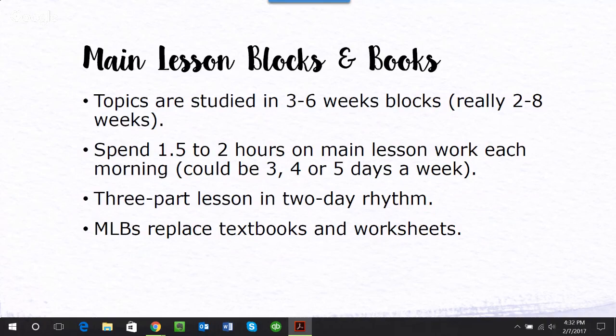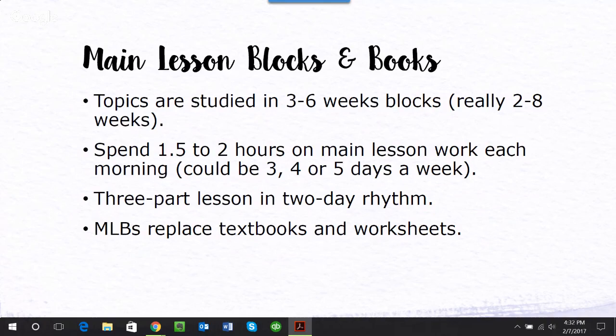But this concept of the blocks works so well. It keeps things interesting instead of getting the same old 5 subjects every day, day after day, all year. And it mixes things up, right? You can weave children's interest in, et cetera. So I just can't say enough about main lesson blocks. Topics are taught in blocks of 3 to 6 weeks. Steiner actually in a couple of different places said 2 weeks, and in another place he said 8 weeks.